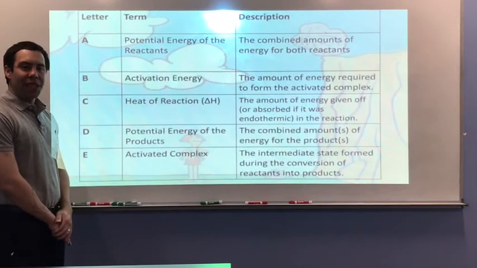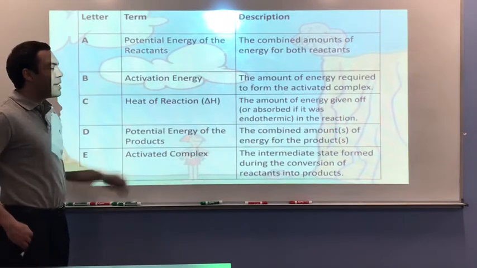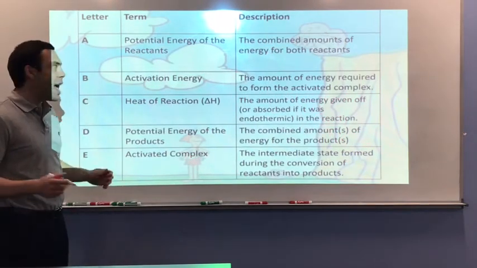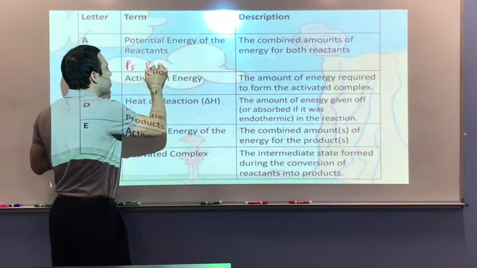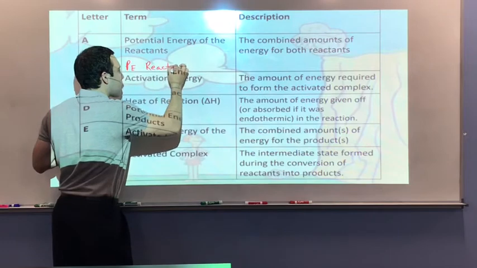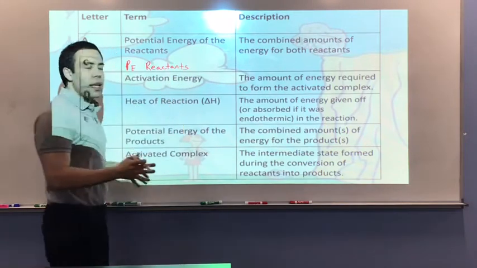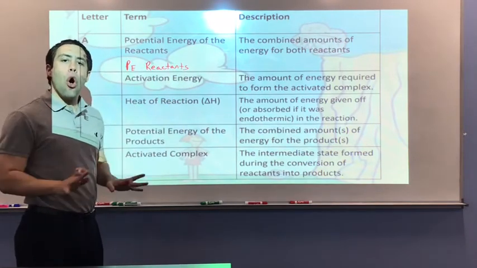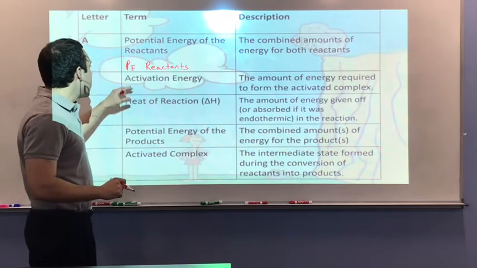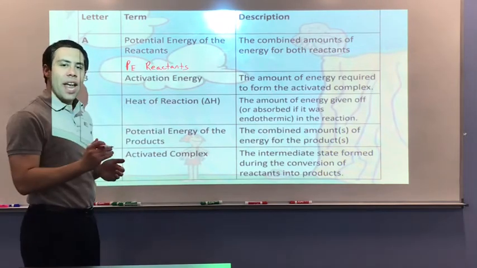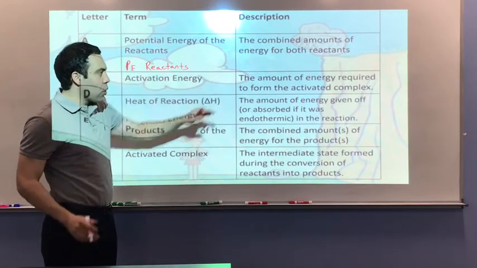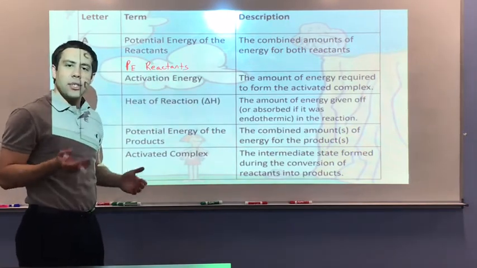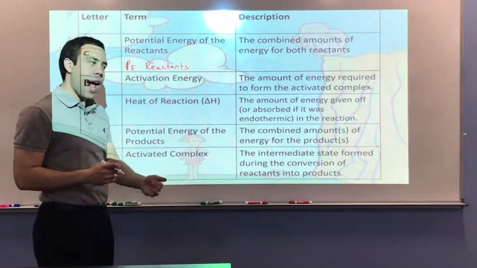So to copy down those definitions, letter A was potential energy of the reactants, or PE of reactants. And that's the combined amount of energy for all the reactants. Letter B was the activation energy, so going up that peak. That's the amount of energy required to form the activated complex, the energy required to start that reaction.